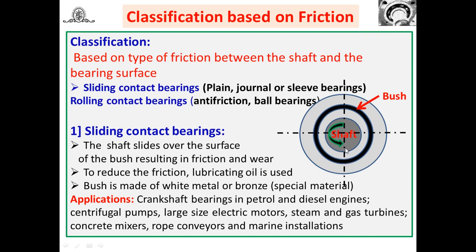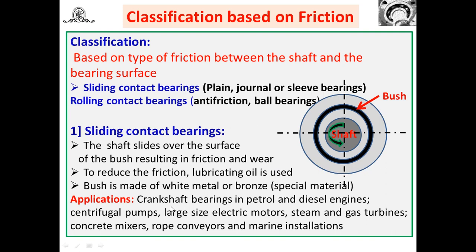Directly, at the initial stage or position, the shaft comes in contact with this, and because of that, when the shaft rotates, there is friction. But how to prevent or reduce this friction? Lubricating oil is used here, and it reduces the friction between the shaft and the bearing part. This bush is made of a special material, that is white metal or a bronze. This is sliding contact. Why is the name sliding used here? Because there is sliding contact between the shaft and the bush or the bearing.